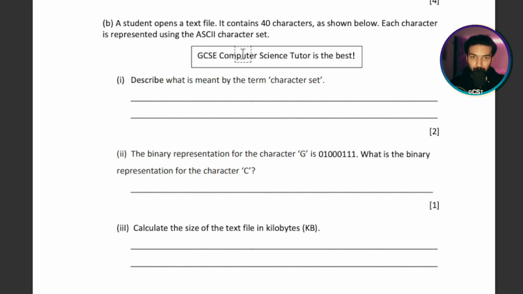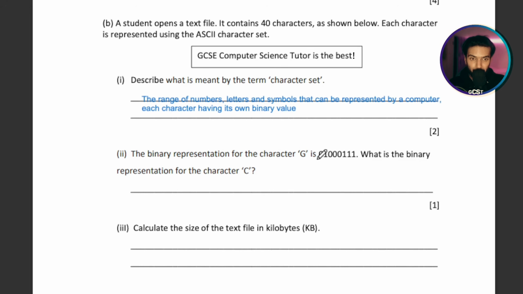Okay, part B. A student opens a text file. It contains 40 characters as shown here and is represented using the ASCII character set. What is meant by character set? A character set is a range of numbers, letters and symbols that can be represented by a computer, each character having its own binary value, which we'll see eventually here in part 2, which says character G is this binary number here.